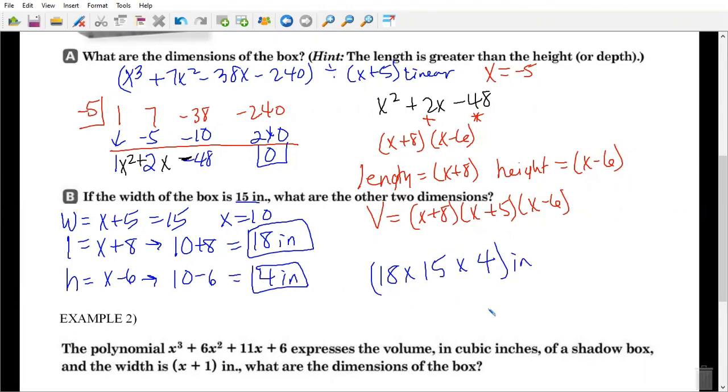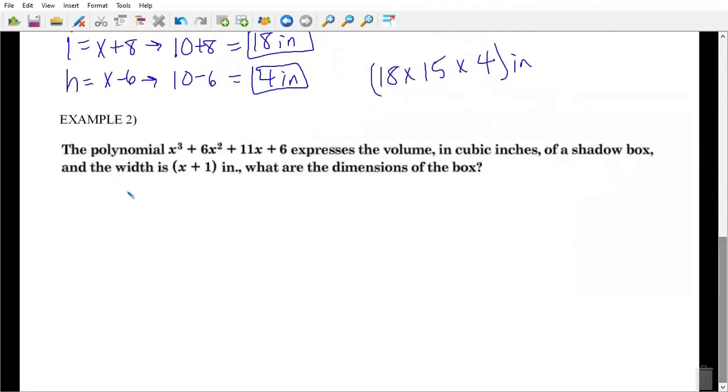All right, so you're going to do what we just did for part A, not for part B, on example 2. Okay, so if you look here, it's another volume. So it gives you your volume. And we know volume again is length times width times height. It gives us our height. So to find the other dimensions, we have to use division. So hopefully you chose to use synthetic.